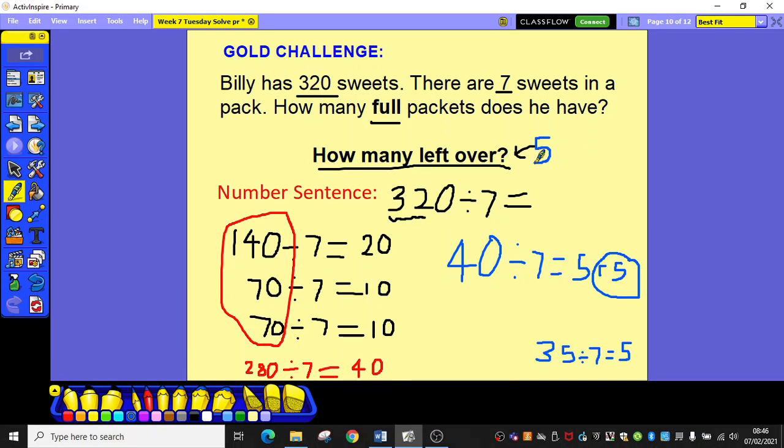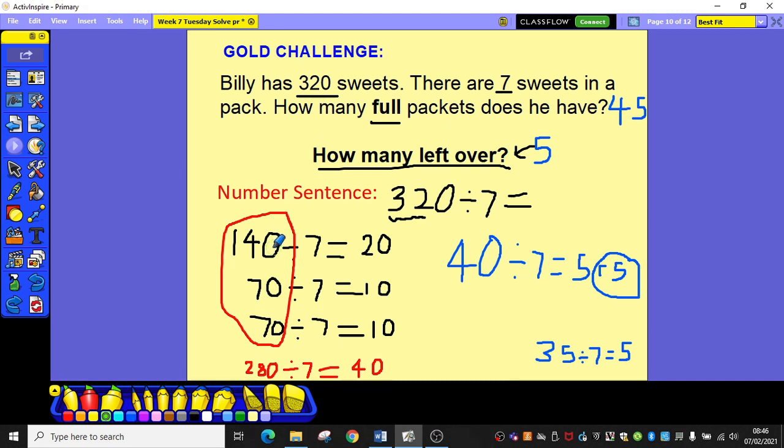And how many full packets did I have? Well, I had 40 and I had 5, so my answer was 45. Okay, I appreciate there's quite a bit of working on here, so I'm just going to double check that. Really important to be accurate, isn't it?